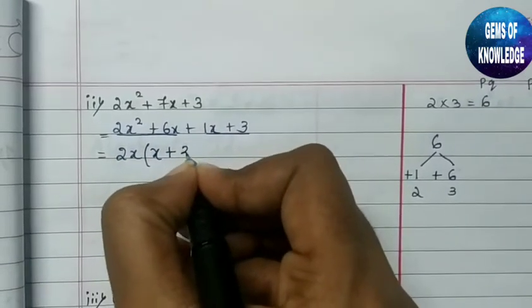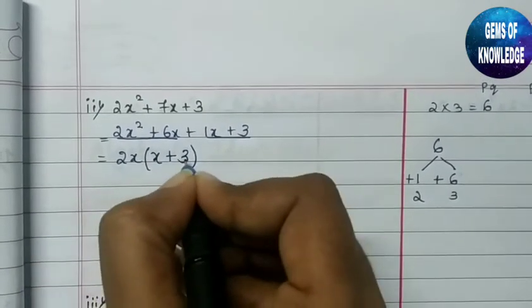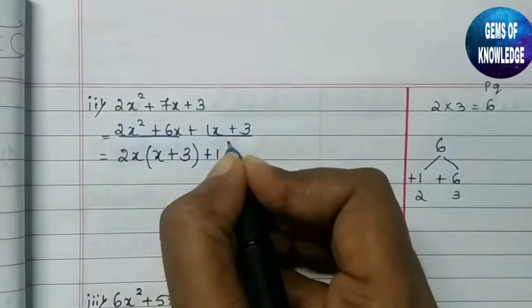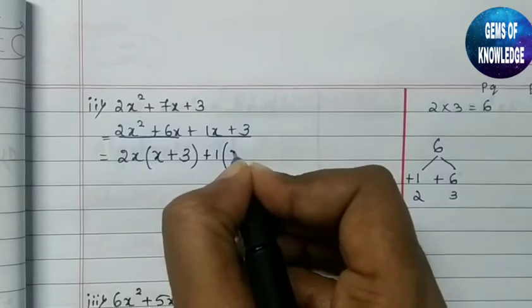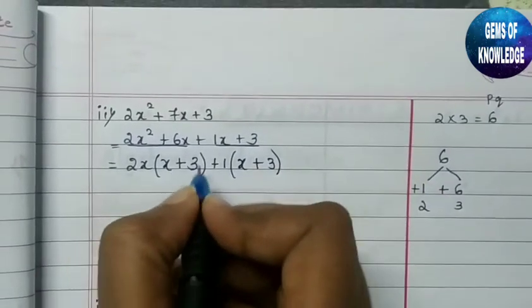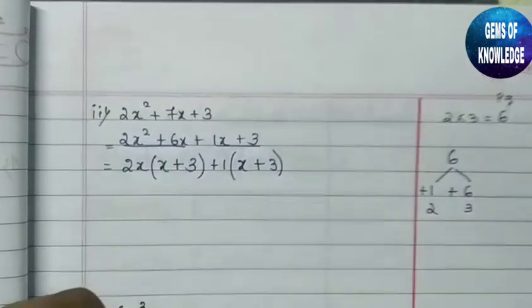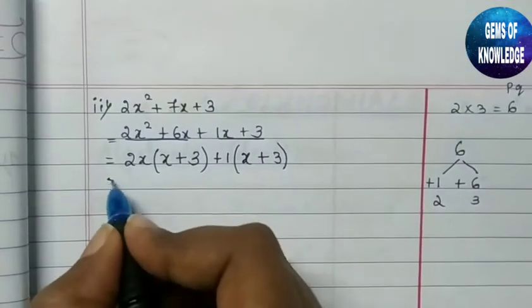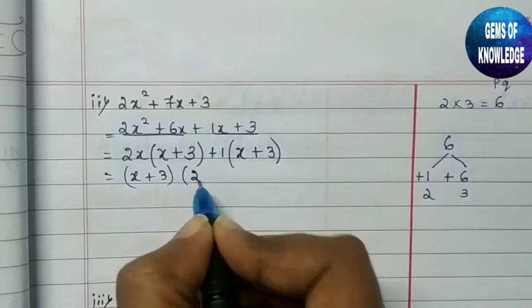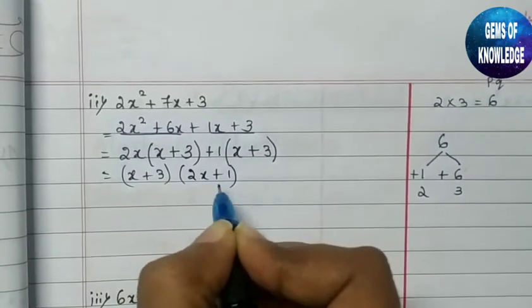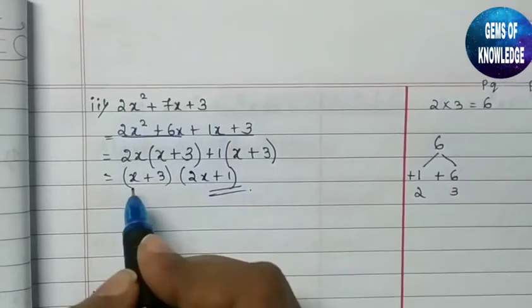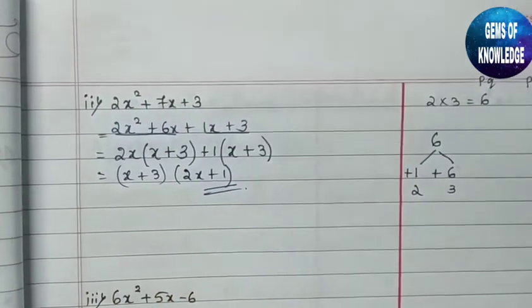So what is remaining here? 3 is remaining, because 2 3s are 6 we are getting. Okay. Plus 1 we will take as common, and here what you are getting? X plus 3. So basic, you can see here two things are similar. So what will be the factors here? X plus 3, and one more factor will be 2x plus 1. So the two factors for this are x plus 3 and 2x plus 1.